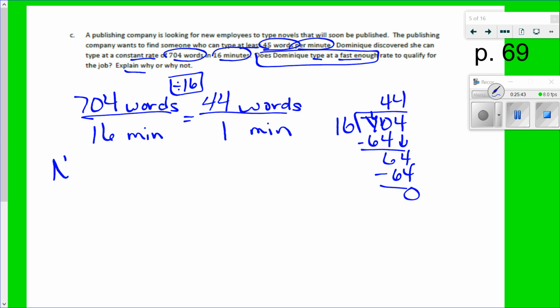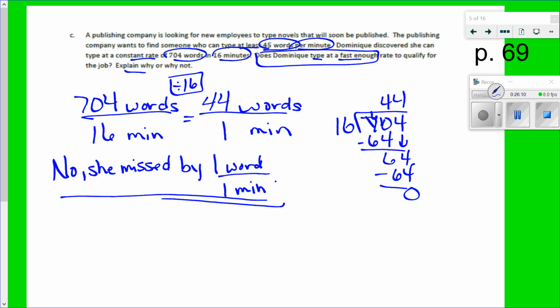So, unfortunately, she does not. So, no, she missed it by 1 word per minute. So, the good news is, no, technically they wouldn't. They want 45. So, when you're doing a 40-hour week, 1 word per minute adds up a lot. Okay? So, that is all we're doing on this. Let's turn to the next page. This is your first page of homework.